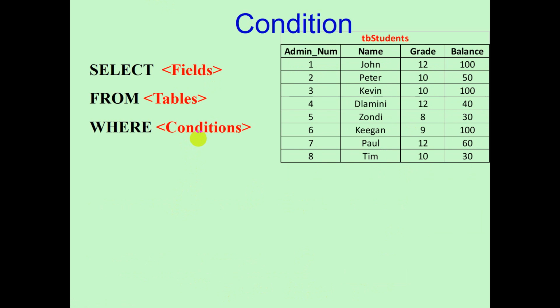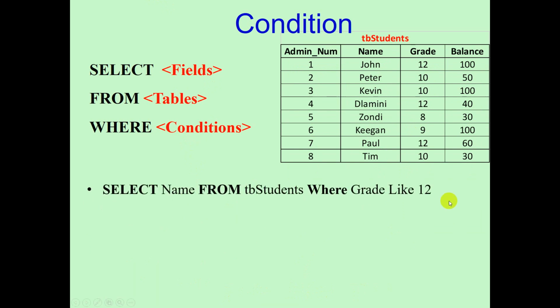Carrying on with conditions, I want to introduce the LIKE. If we say select name from students where grade like 12, in this case we are saying where grade is equal to 12. So why not use an equal to? Well, the LIKE looks for a pattern, and it is very useful if we're trying to find patterns in a certain field.